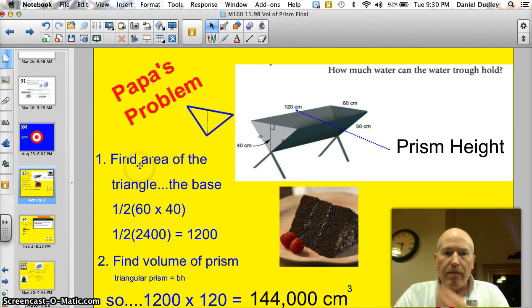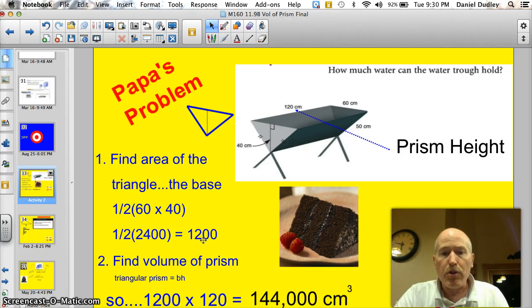So that's the first step. Find the area of the triangle, the base. So we use the formula 1/2 base times height. So I have 1/2 times 60 times 40. Well, 60 times 40, 6 times 4 is 24, and there are my two zeros, so that's 2400. So 1/2 of 2400, if I simplify that, is 1200.